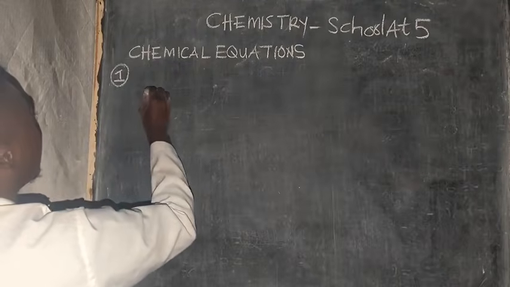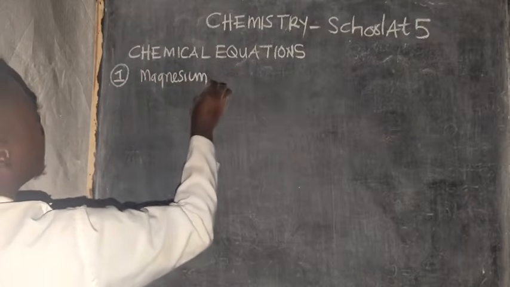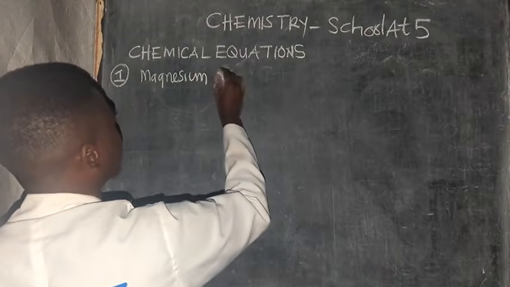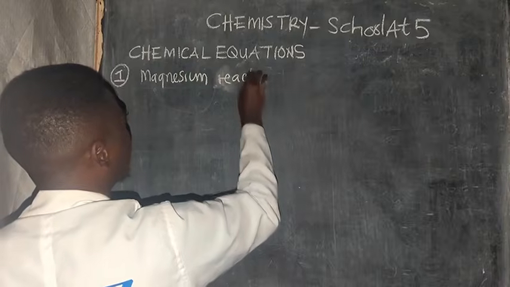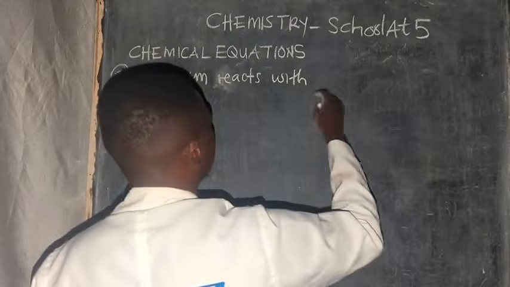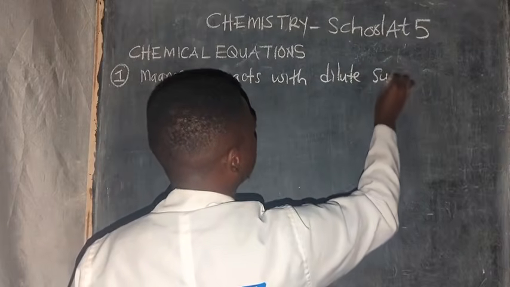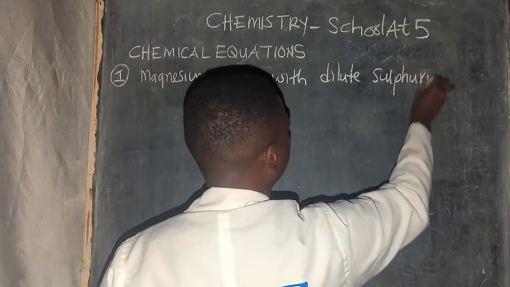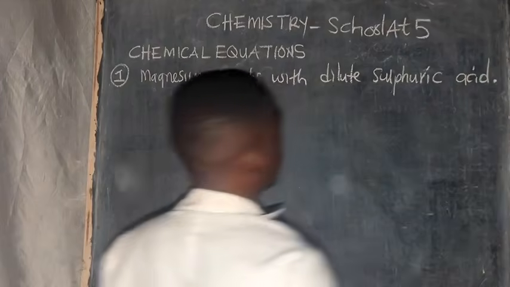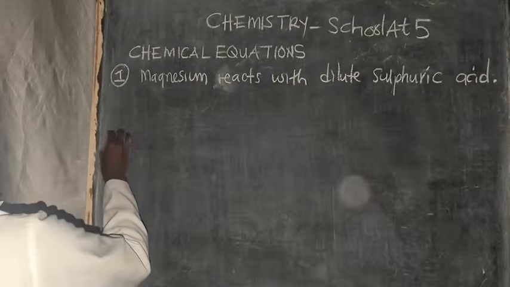When magnesium plus... So magnesium reacts with dilute sulfuric acid. I won't predict the products that are formed. We are going to write them.